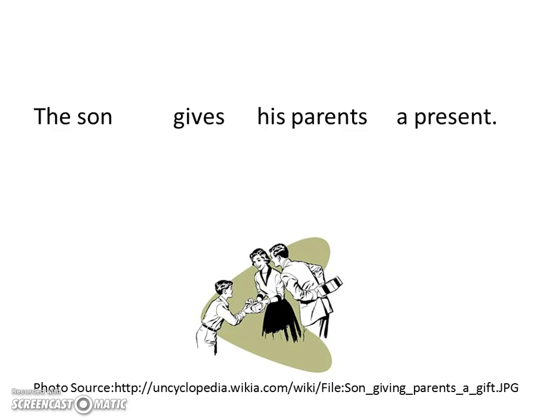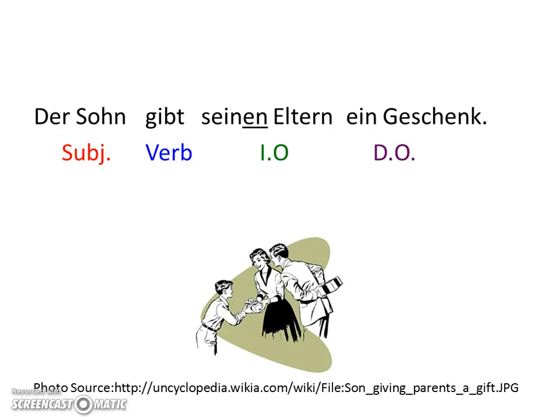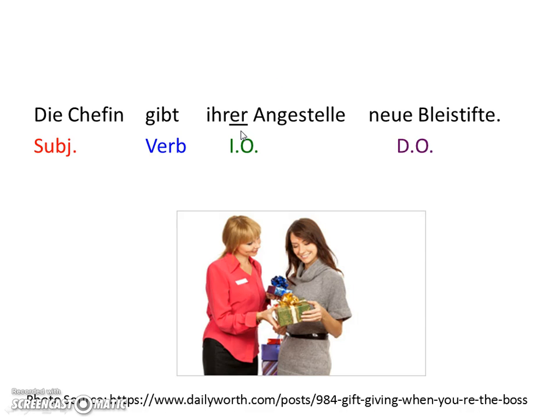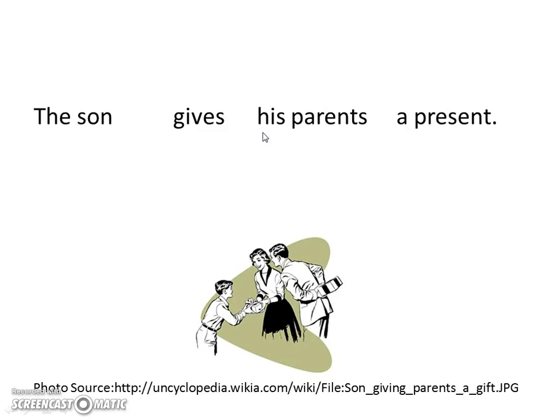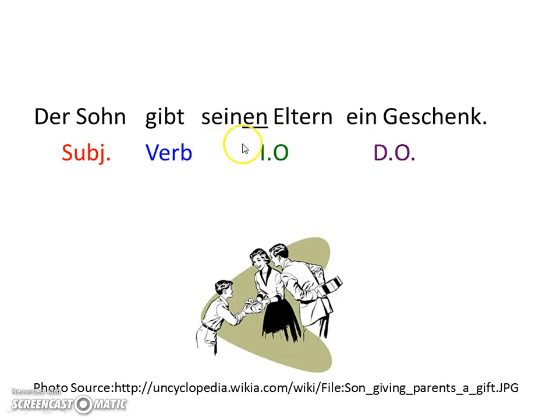The son gives his parents a present. Now we have the plural. So der Sohn gibt seinen Eltern ein Geschenk. Seinen. So this is the ending for plural. So for females receiving gifts, er. For males receiving gifts, em. And for plurals receiving gifts, en.